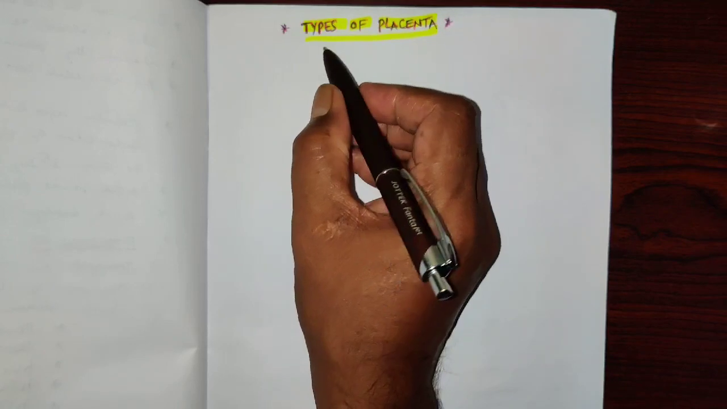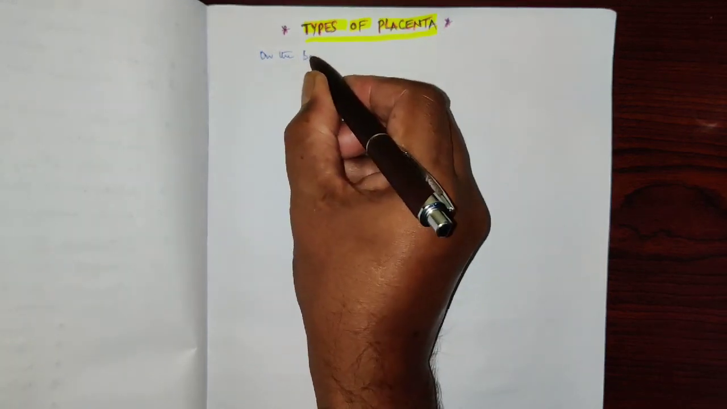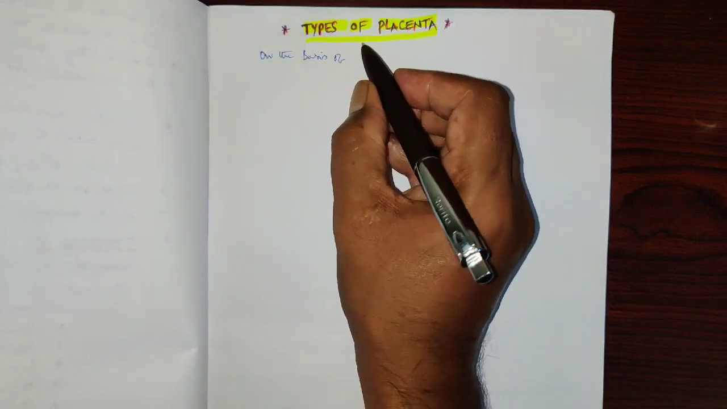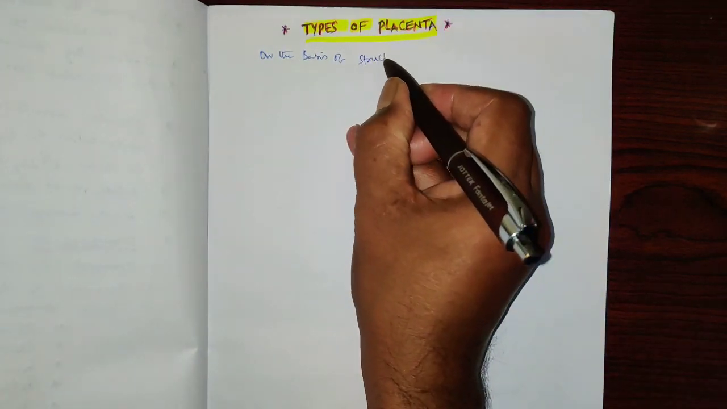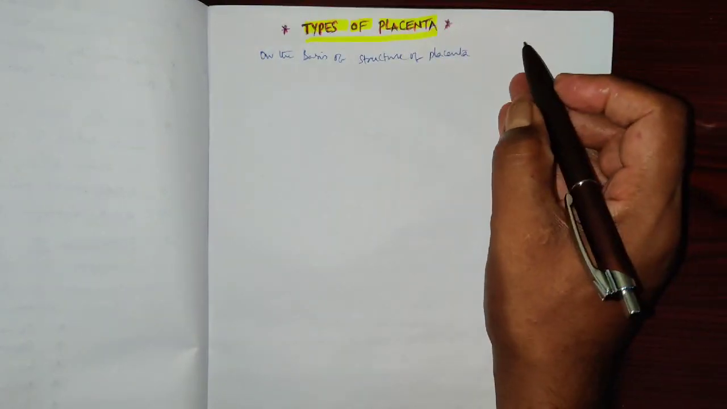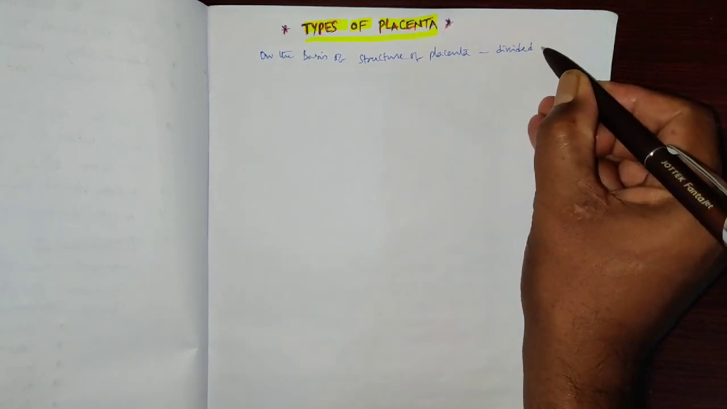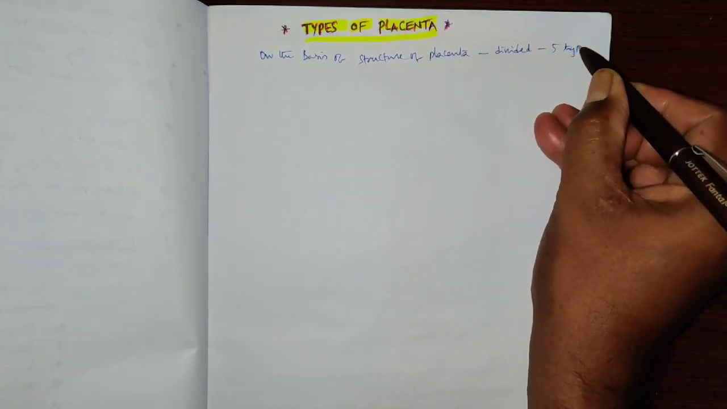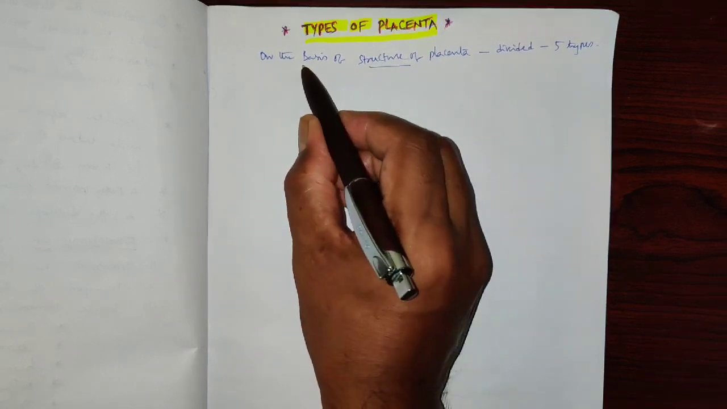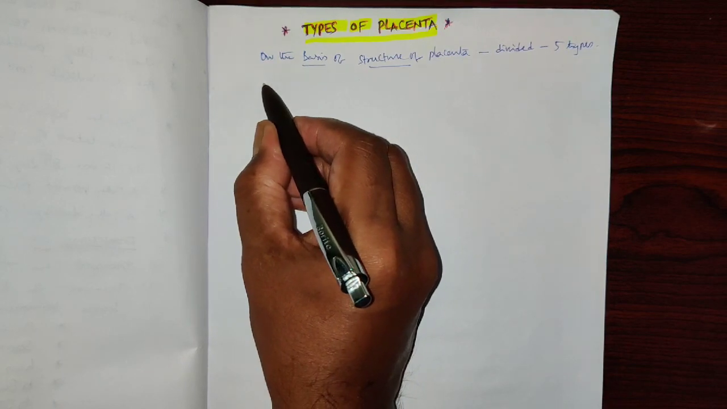Types of placenta. On the basis of structure of placenta, it is divided into 5 types. They are as follows.